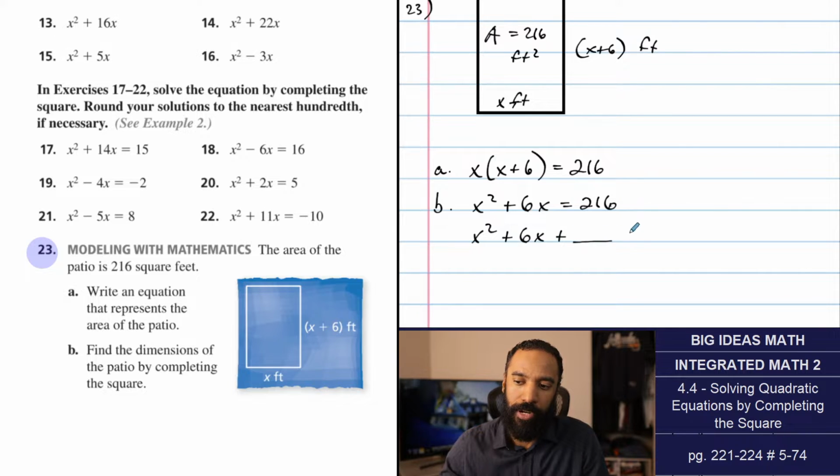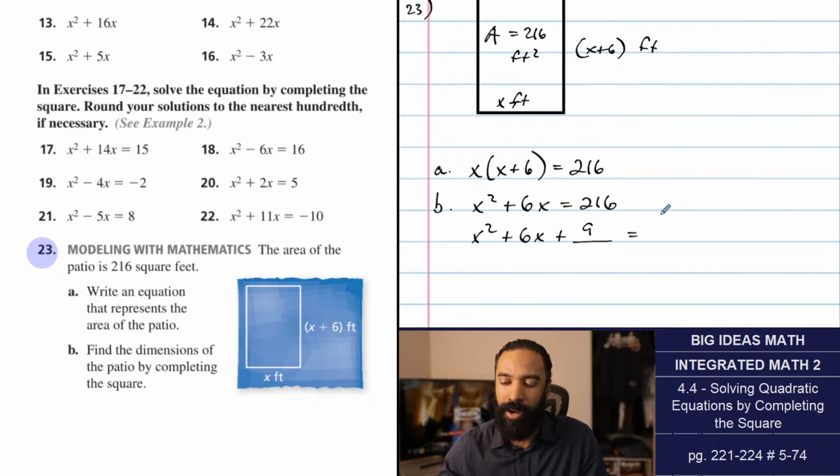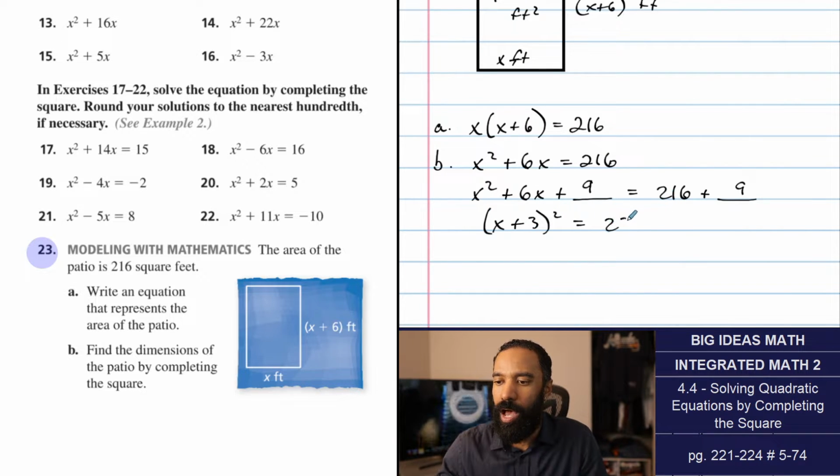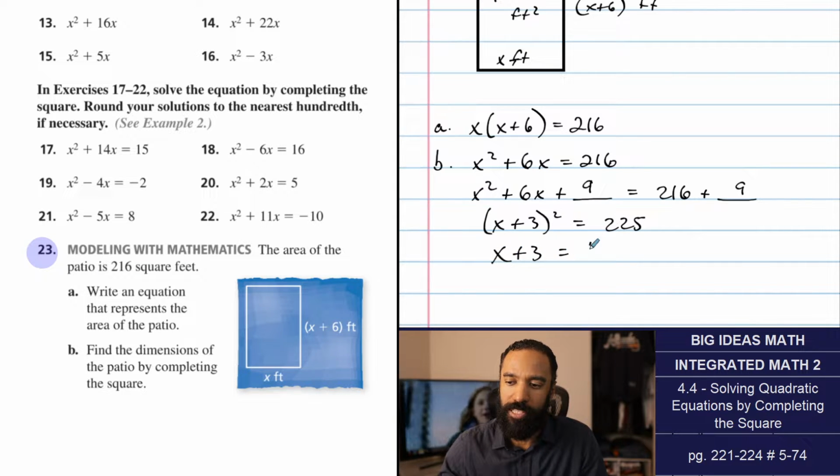We'll find our own number here, and that number will be 9. That's half of 6 squared. 3 squared is 9. So we're going to add 9 to this side as well in completing that square. And this factors down to x plus 3 quantity squared. Oh, this was factorable. Because 225 is a perfect square. If I take the square root of both sides, I get plus or minus 15. And I subtract 3 over, you get negative 3 plus or minus 15.